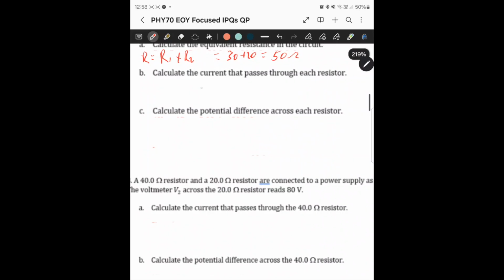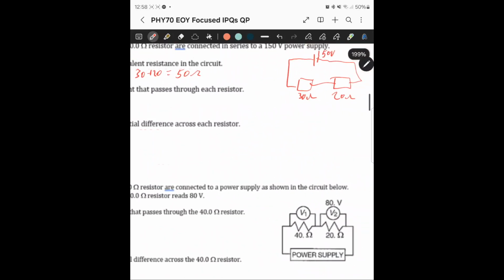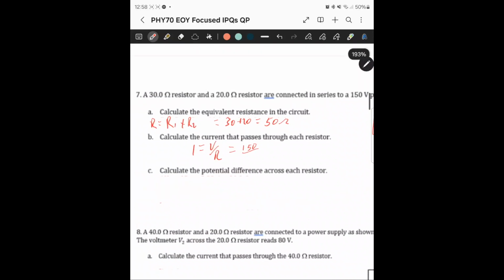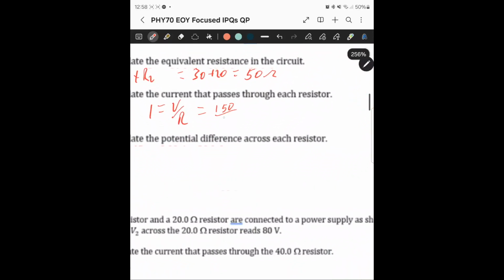Current passing through each resistor. Well, that's one singular current flowing through both resistors, so you have to take the total resistance as the V over R total. So I'm going to do my V, which is 150, and divide that by the total resistance of 50, and that will give me 3 amps. Amazing. Okay, let's continue on.